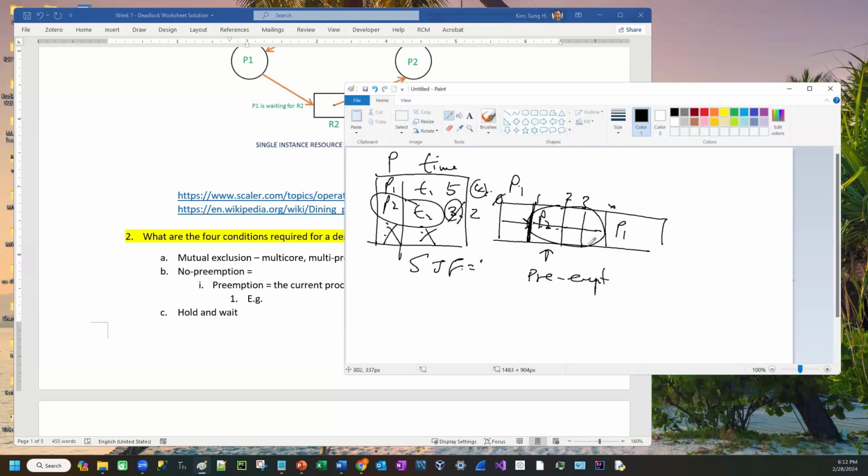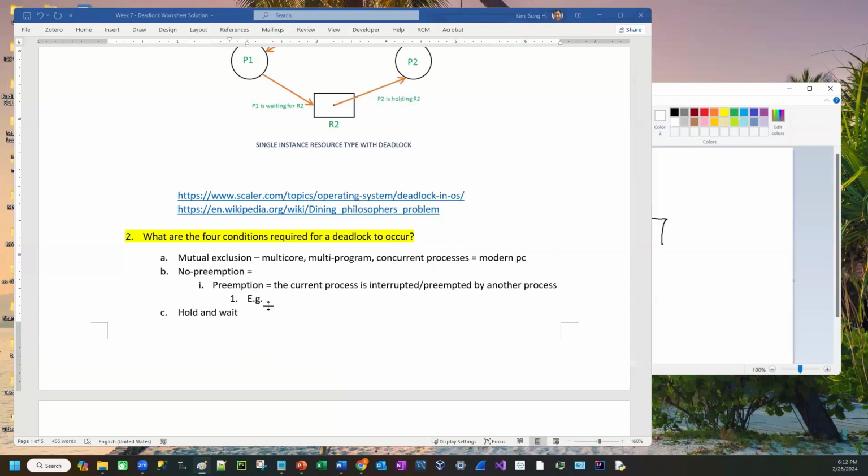Okay. So deadlock happens when that doesn't happen. In other words, there's no preemption going on. Okay?